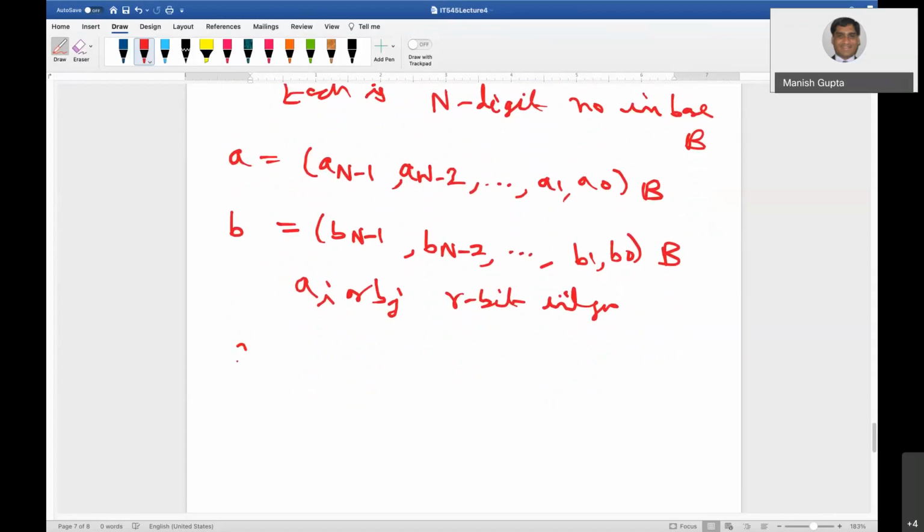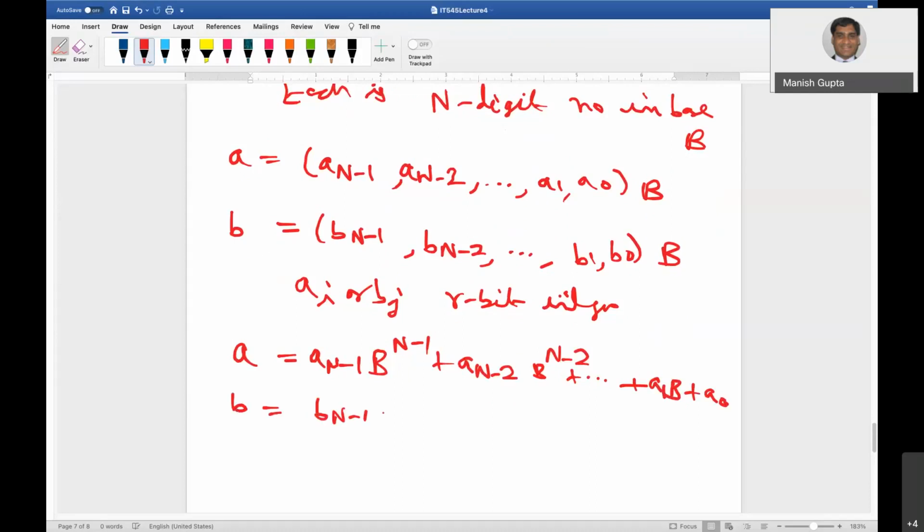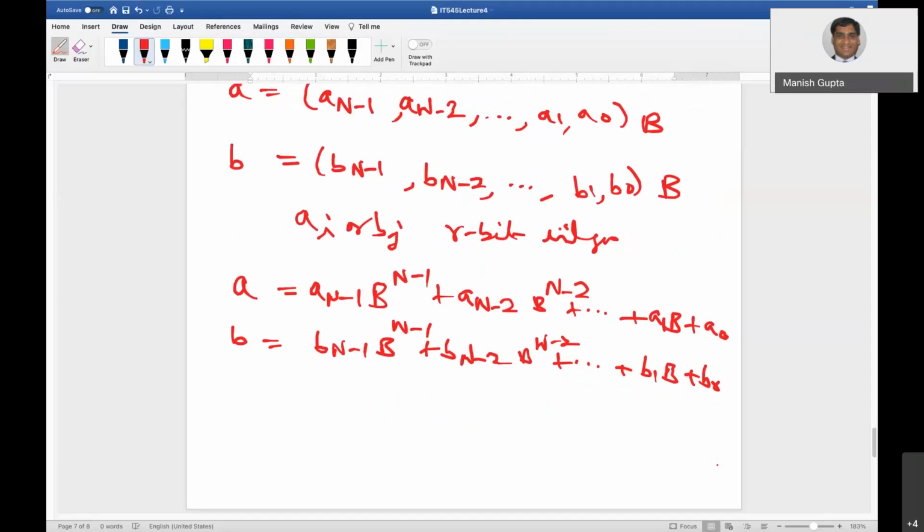So A can be written as A n minus 1 B raised to power n minus 1 plus A n minus 2 B raised to power n minus 2, and so on, plus A1 B plus A naught. And B can be written as B n minus 1 B raised to power n minus 1 plus B n minus 2 B raised to power n minus 2, and so on, plus B1 B plus B naught. Because of the padding of zeros, Ai equals Bj equals 0 for n by 2 less than or equal to i, j less than n.